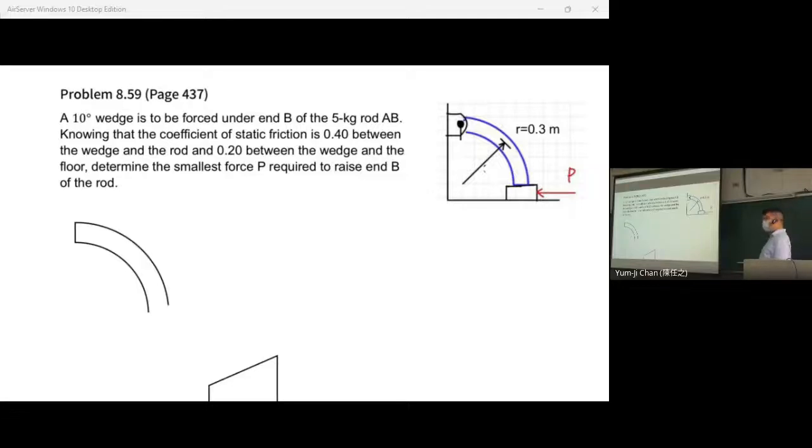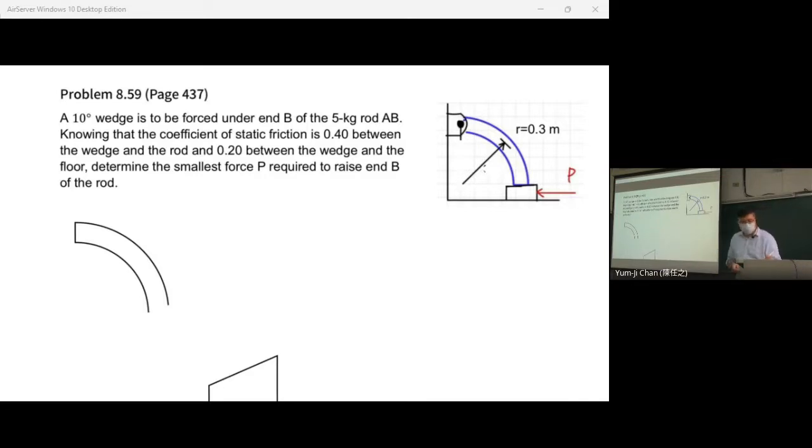So we work on one more problem. Problem 8.59. It has things in friction and centroid.